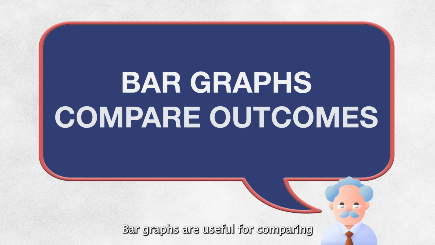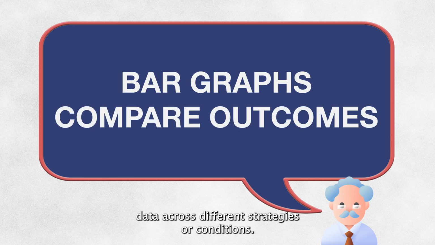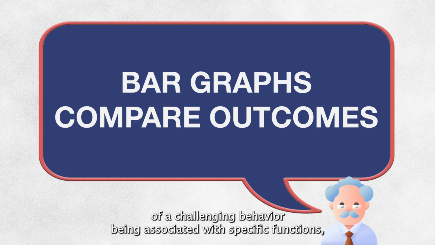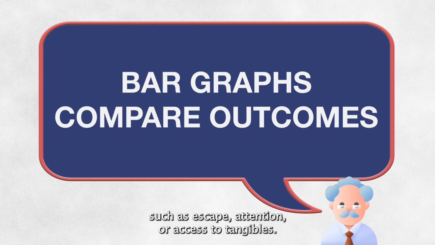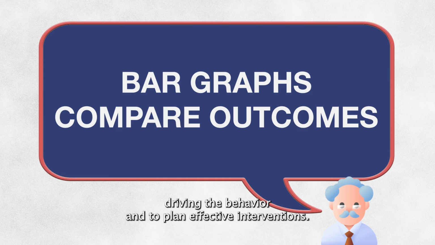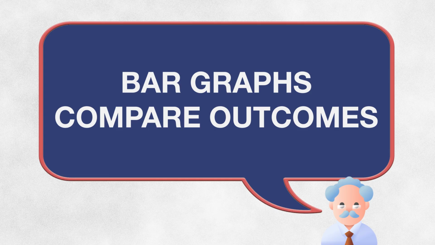Bar graphs are useful for comparing data across different strategies or conditions. For example, a bar graph could show the likelihood of a challenging behavior being associated with specific functions, such as escape, attention, or access to tangibles. This makes it easier to identify which function is most likely driving the behavior and to plan effective interventions.